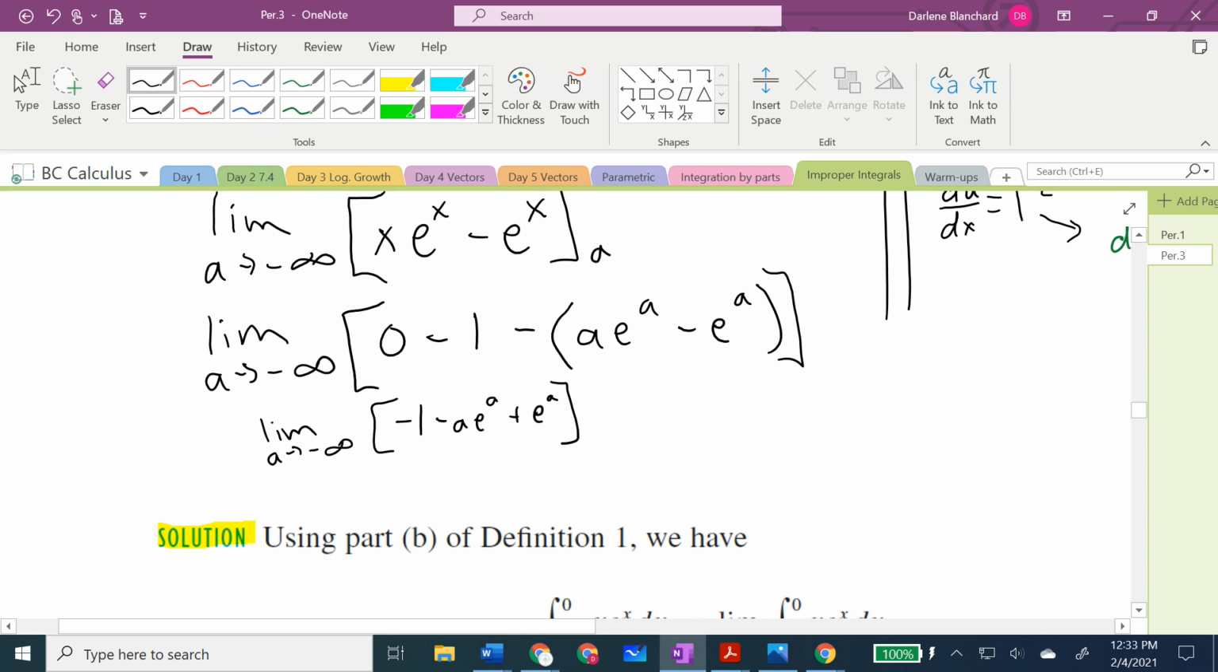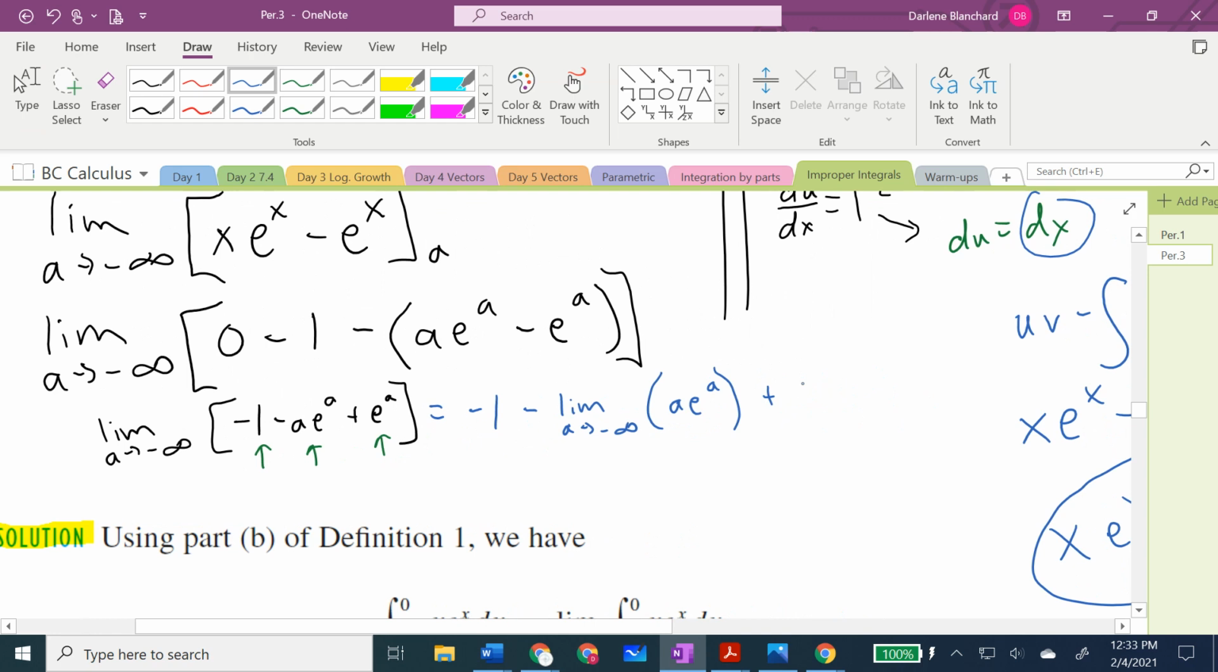Now, as long as each of these terms has an existing limit, I can break this up into a sum of 3 limits. That's limit laws way back in the day. So when I take the limit of negative 1, I get negative 1, minus. I'm going to write this limit down. And then plus, I'll write this limit down also.